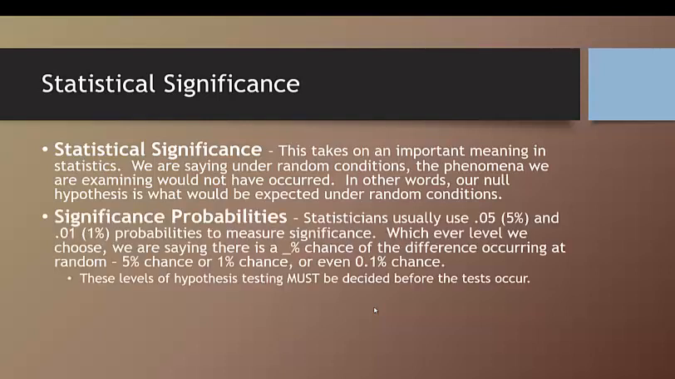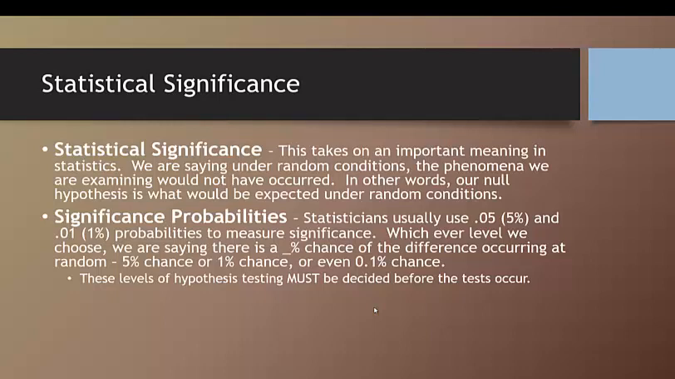So I was saying that we're talking about 5%. This comes into what we call significance probabilities. Statisticians usually use 0.05 or 5% and 0.01 or 1% probabilities to measure significance. Whichever level we choose, we're saying there is a blank % chance of the difference occurring at random. So a 5% chance or 1% chance, or even a 0.1% chance, meaning we're saying this would only occur at random 1 out of 1,000 times. Okay.